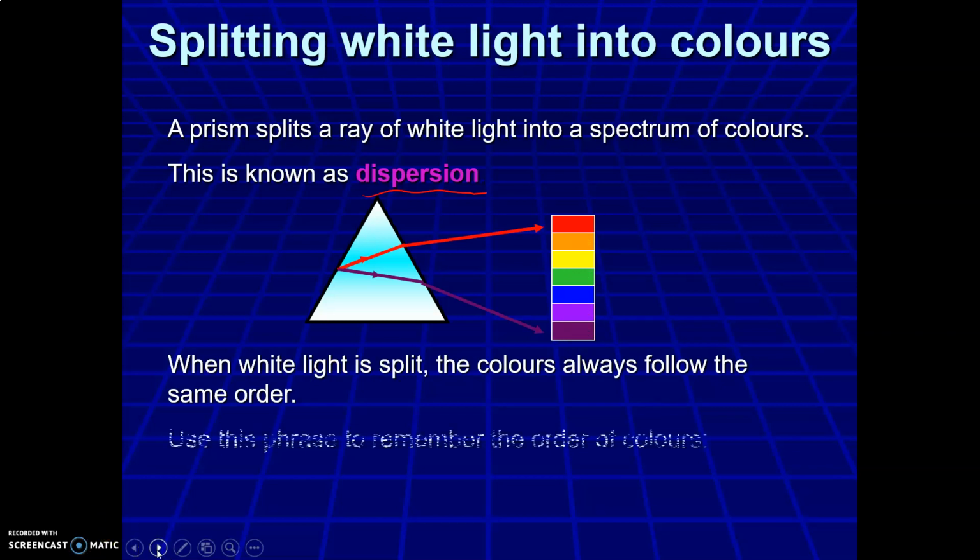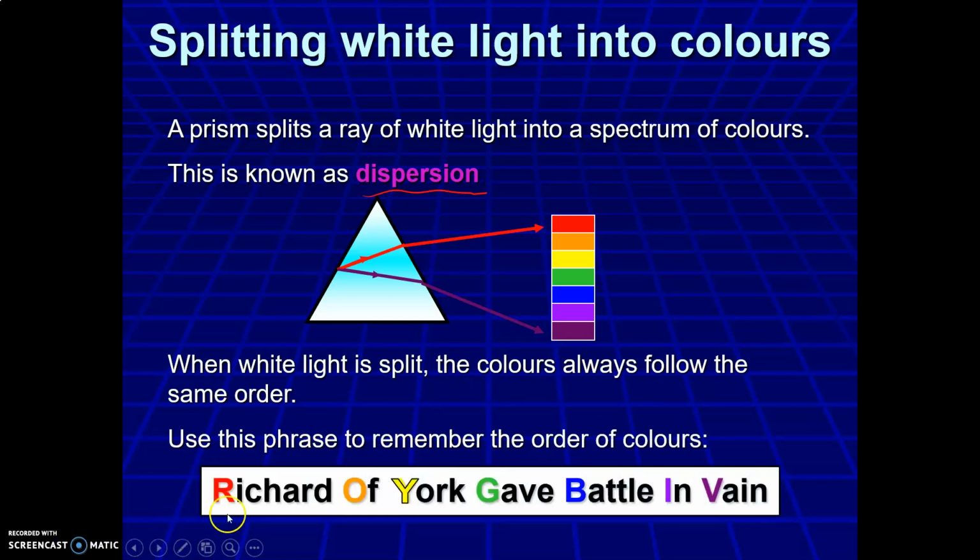You can use this sentence or phrase to order them. Okay, can you see that? Richard of York gave battle in vain. Each first letter of these represents the order of the colors. So red, orange, yellow, green, blue, indigo, and violet.